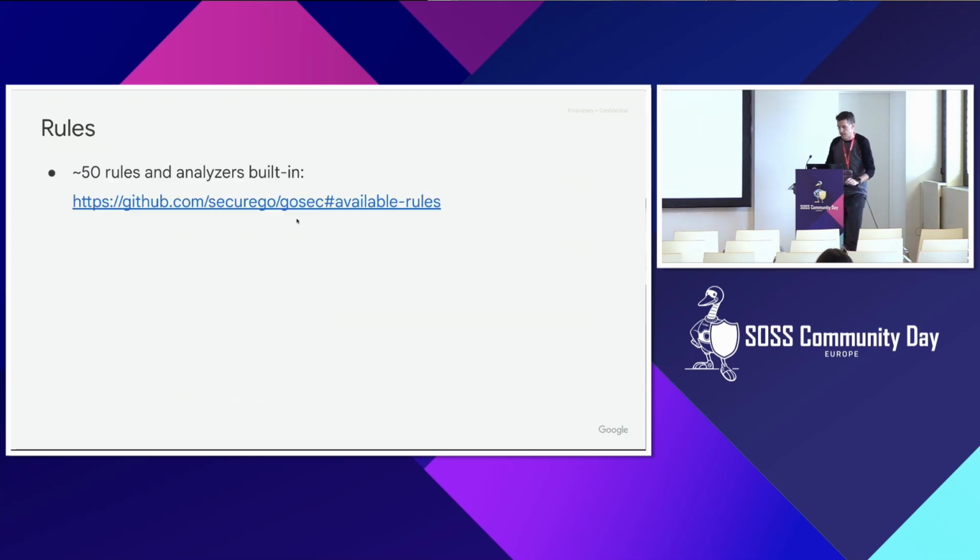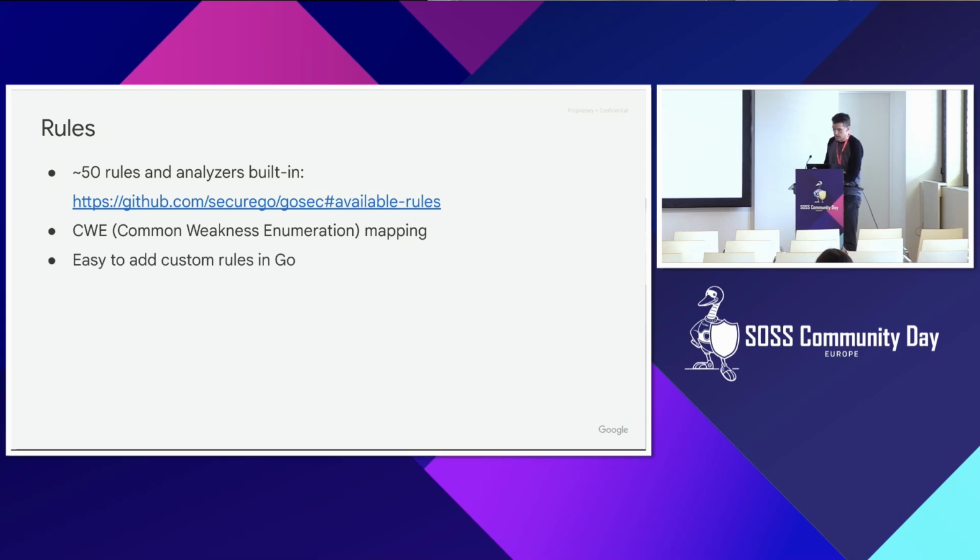So basically, as I said, we have by now 50 rules which they developed over time. They are implemented in Go. There is the full list of rules. They have a mapping to the Common Weakness Enumeration. It's relatively easy to develop new rules in Go, but you need to understand a bit the SSA and AST code representation.